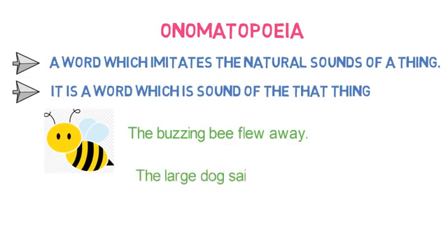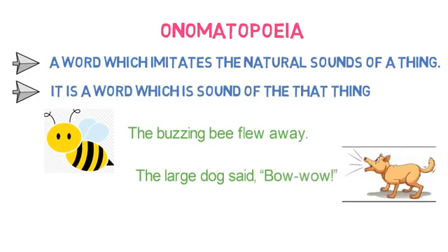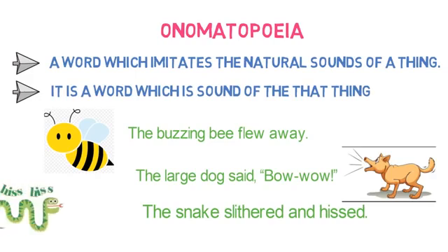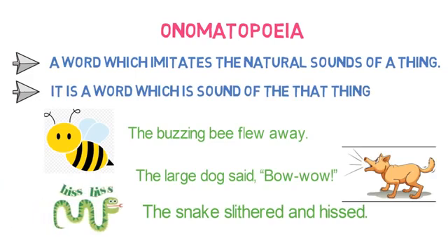The large dog said bow wow. Now what is the sound of a dog? It is bow wow. As in this statement, we are using the sound of a dog. It is onomatopoeia. Let's look into one more example of onomatopoeia. The snake slithered and hissed. Now what is the sound of a snake? It is hiss. As in this statement, we are using the sound of a snake. It is onomatopoeia. So these are the examples of onomatopoeia.